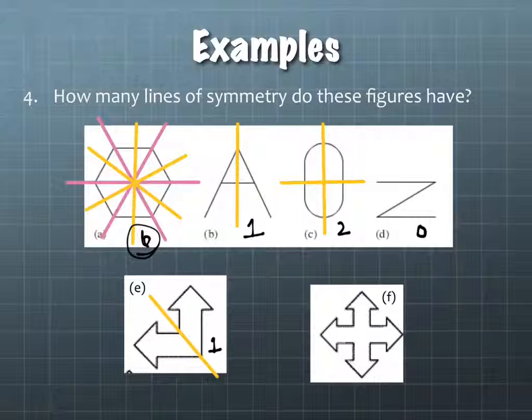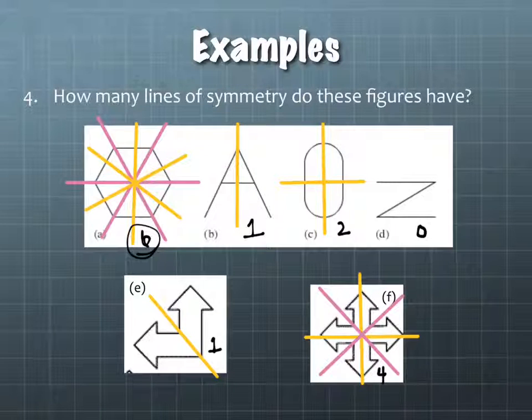And the 4-way arrow. Apparently you can go any direction you want if you encounter this arrow. 4. So can you tell me where they are, Alyssa? Up and down. Horizontal. And then between each. So like this. Yeah. So we have 4 on this one. Okay, so lots of different options for how a figure can look and how many lines of symmetry we can end up having. So that's one type of symmetry, line symmetry.